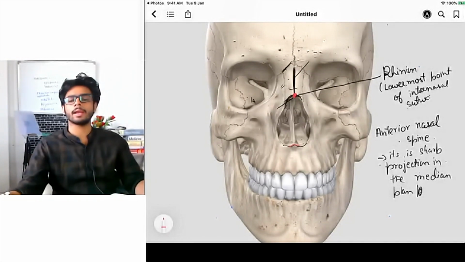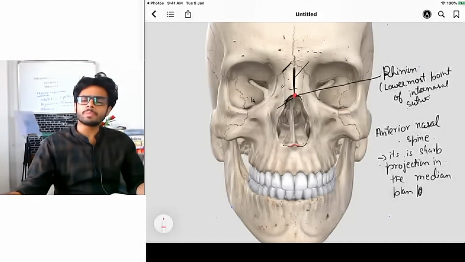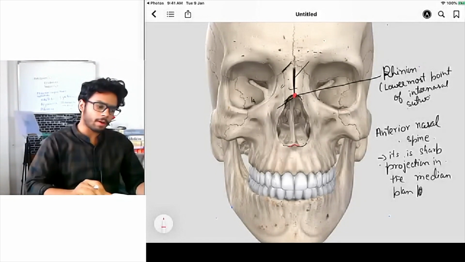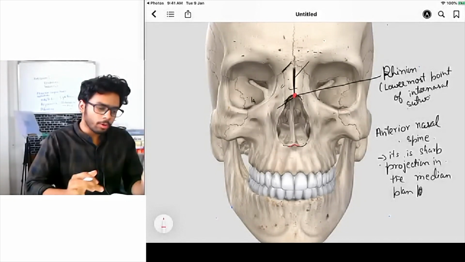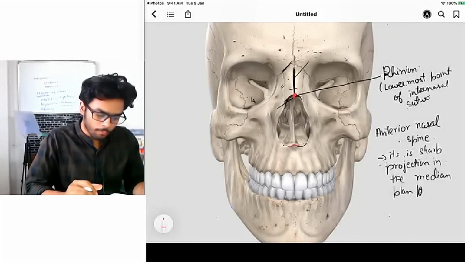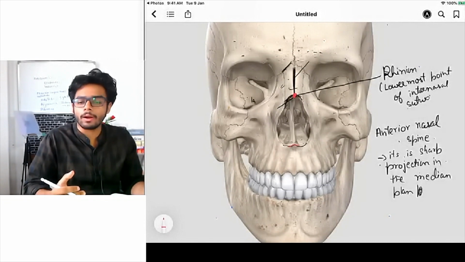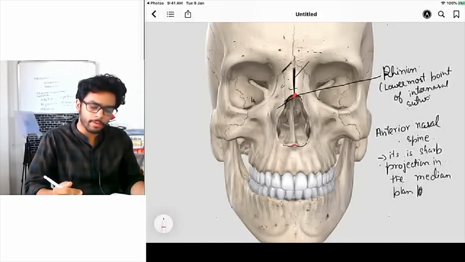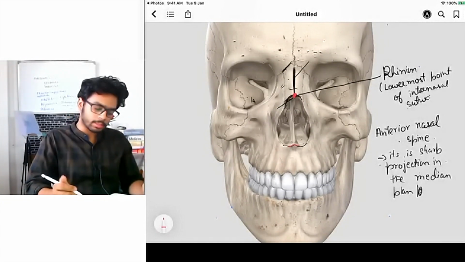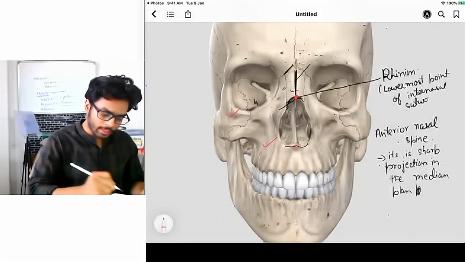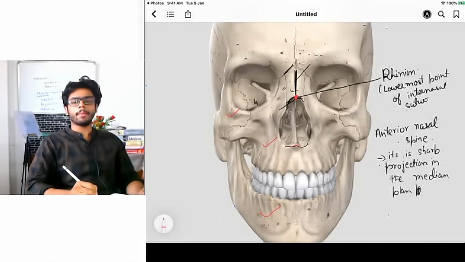Am I clear? After studying all this, we studied two parts, the frontal region and the orbital opening, and the third part was the anterior bony aperture of the nose. The fourth part of this Norma Frontalis is the lower part of the face. In the lower part of the face we will study three bones: maxilla, zygomatic bone and mandible. Am I clear? Maxilla, zygomatic bone and the mandible.